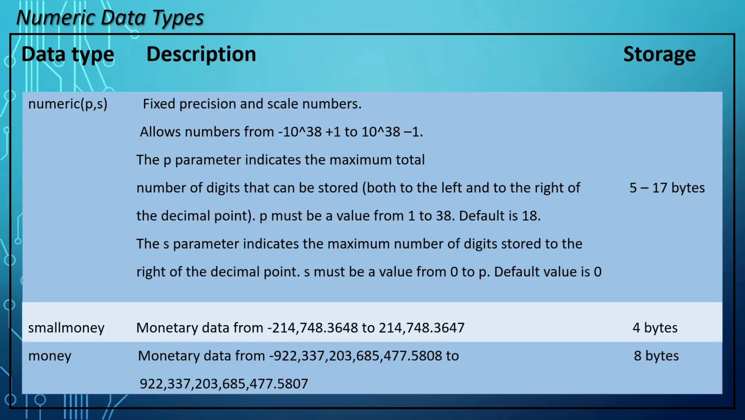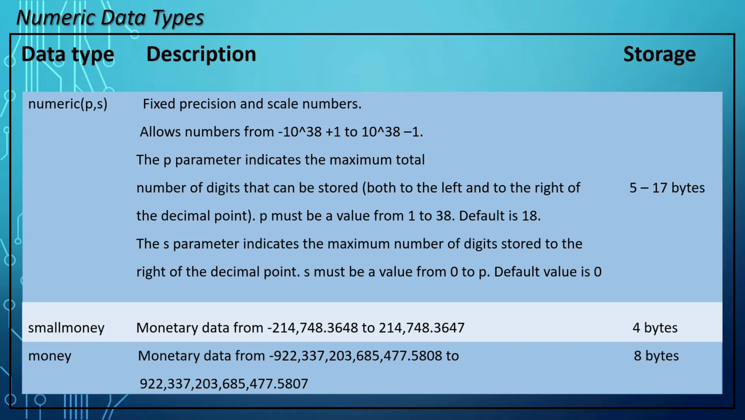Up next is numeric, precision and scale, or fixed precision and scale numbers. It only allows numbers from negative 10 caret 38 plus 1 to 10 caret 38 minus 1. The P parameter indicates the maximum total number of digits that can be stored both to the left and to the right of the decimal point.